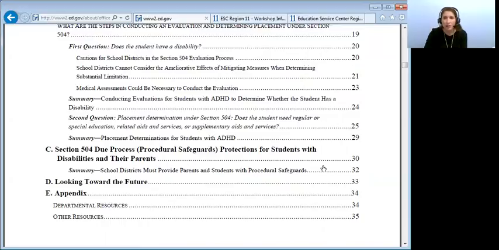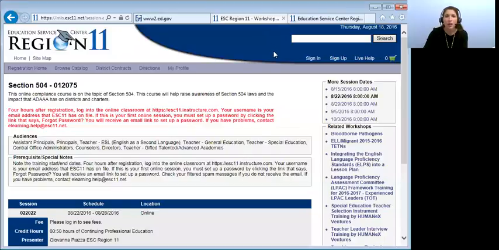We're going to switch gears now, and we're going to talk for just a minute about the Section 504 online Canvas course that has been created for all of the districts in Region 11. So we're going to switch over here to our ESE Region 11 workshops listing, and this is the course. You can search on our website just these words, Section 504, and this online Canvas course will populate.